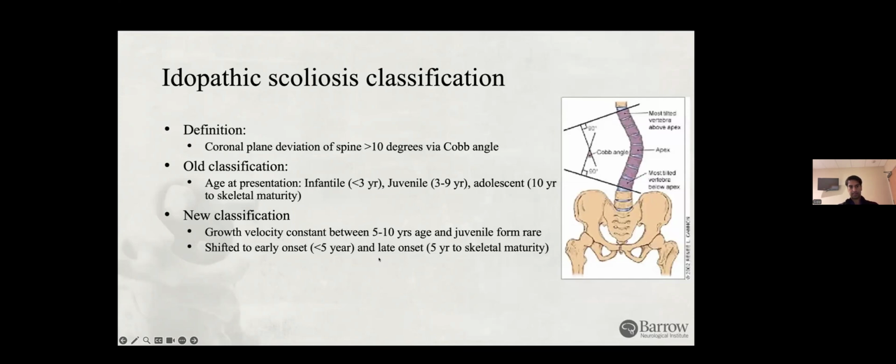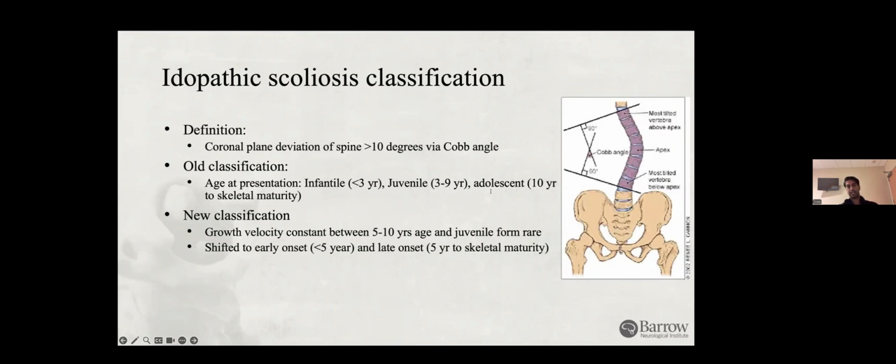So in terms of classification, this is just to show that we're not just looking at a curve and saying, oh, that's scoliosis. There's objective definitions. The definition is in the coronal plane. When you take an AP X-ray or a coronal CT, a deviation of greater than 10 degrees. A lot of radiographic tools now allow you to draw a straight line from the end plates, and it'll calculate this angle for you, called a Cobb angle. And as long as that's greater than 10 degrees, it's now considered a scoliosis.